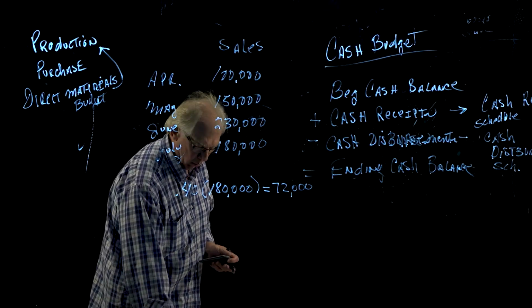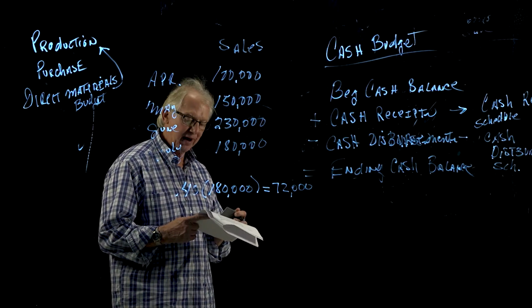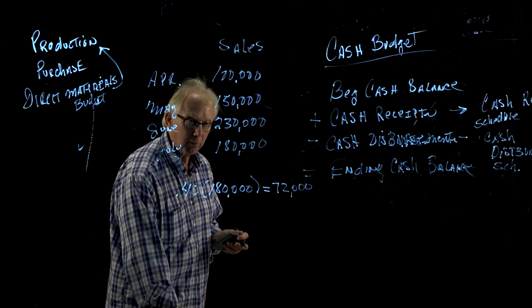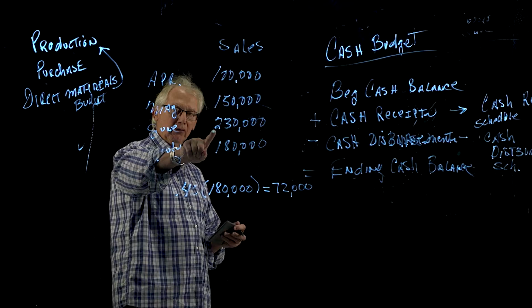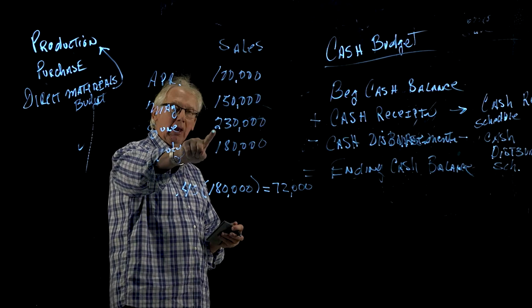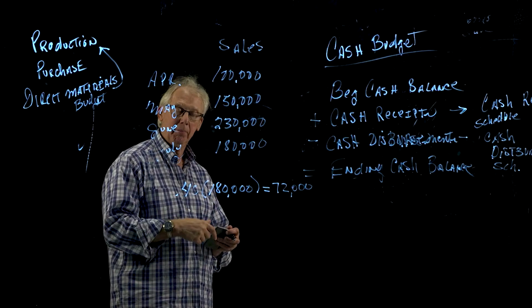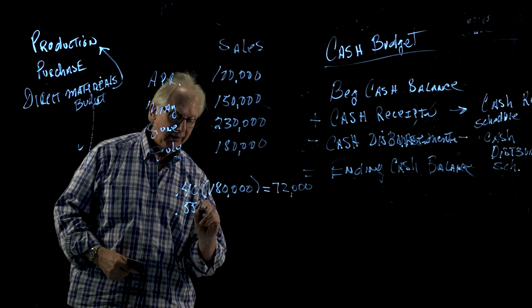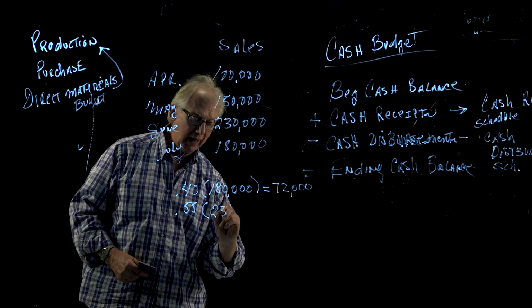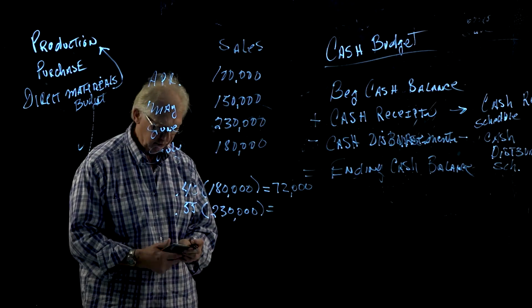Now, what about June sales? Well, it says 55% in the month following the sale. For June, we have $230,000 of sales. We collect 55% of that number in the month following the sale, which is in July. So in July, we collect 55% of the $230,000. Let's just figure what that is.